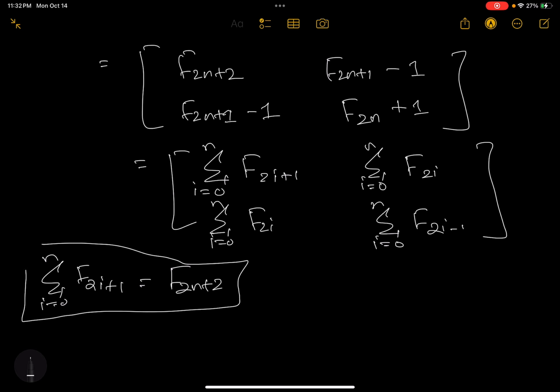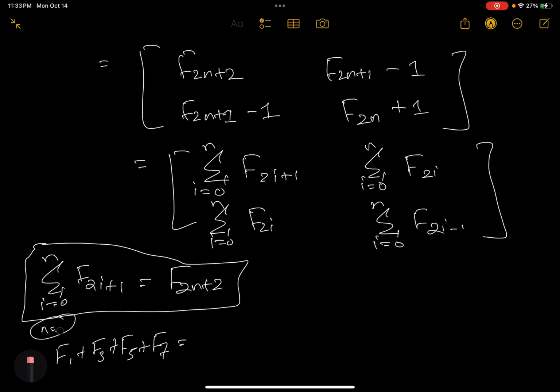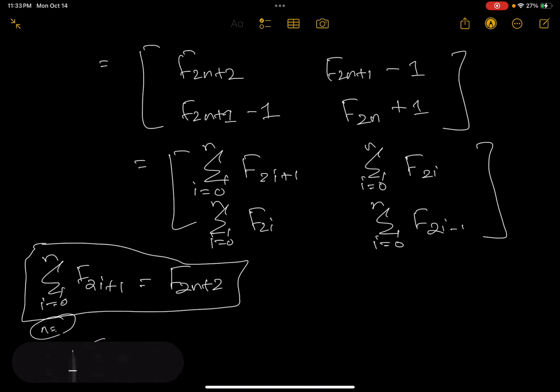If you want to check that, you can take n as, let's say, 3. If you take n as 3, f(1) plus f(3), f(5), f(7), this is too large. Just take n as 1.